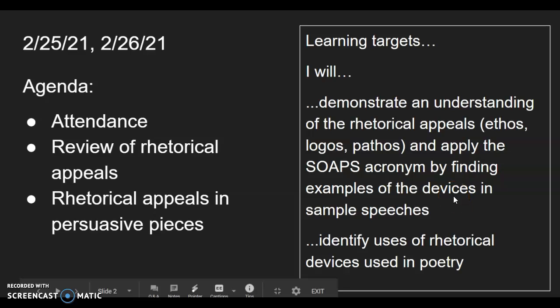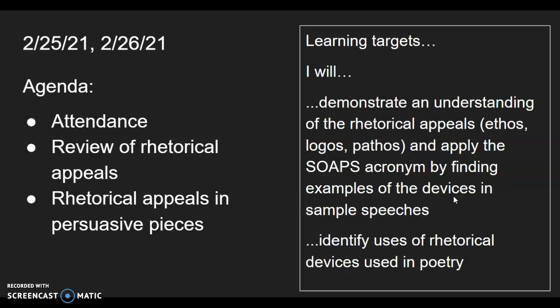Morning. Today we're going to continue looking at rhetorical appeals, ethos, logos, and pathos, and you will be looking at them in persuasive pieces, 2 speeches and a poem. So you'll demonstrate understanding of the rhetorical appeals, ethos, logos, and pathos, and also apply the SOAPS acronym by finding examples of the devices in sample speeches.